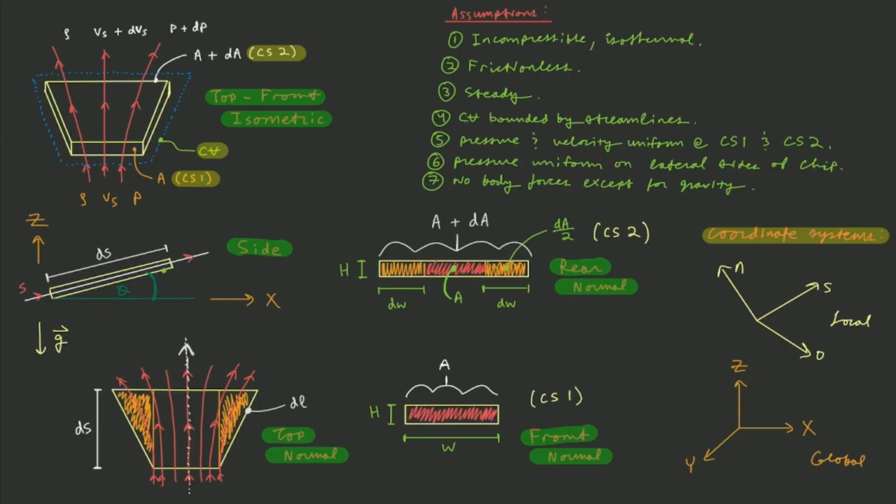And I just wanted to encapsulate them in one area. So our first assumption is that we have an incompressible and isothermal flow. What does that mean? That means our density is effectively constant. And that's why we have rho in control surface 1 and rho in control surface 2. And we'll see why that's important in the derivation.